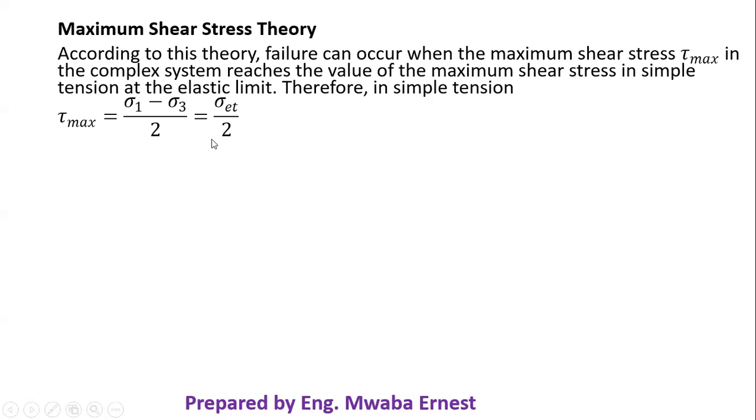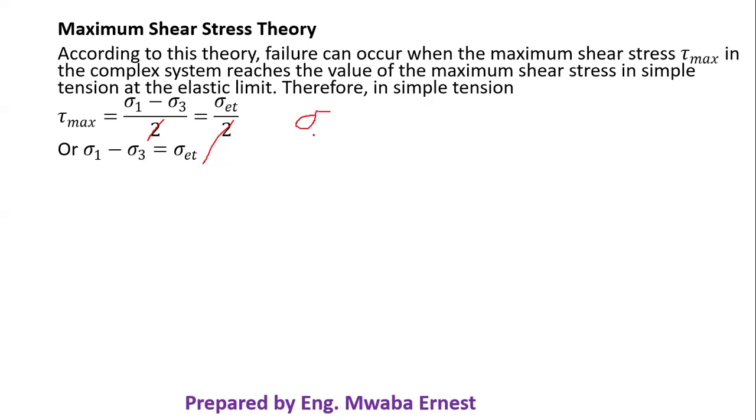So let's pick up the last two parts. We equate the second and the third. What you find is that these two will cancel, and this is what you end up with: stress 1 minus stress 3 is equal to stress ET. So if there is 1 and 3, what about 2?